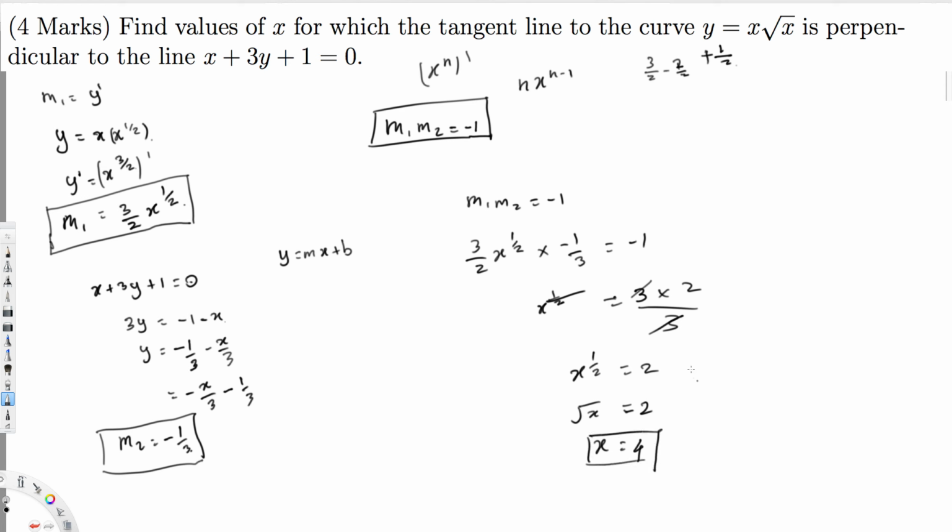The question is asking to find the values of x, x equals 4, for which the tangent line to the curve y equals x root x is perpendicular to this line. So the question is asking for x, and that's what you found.